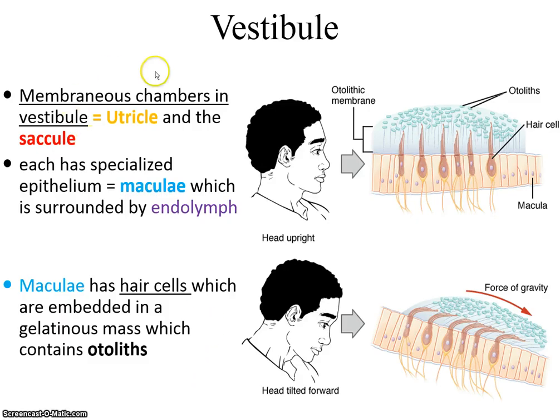All right, so the membranous chambers in the vestibule are the utricle and the saccule, and these have this specialized epithelium that we talked about called the maculae, which is surrounded by endolymph. So again, we'd be in this fluid-filled chamber. The maculae has the hair cells embedded in it, so this is a collective, and these are embedded again in this gelatinous mass that has otoliths. So that's basically what we call stationary or static equilibrium. Where is your head in position to your body?